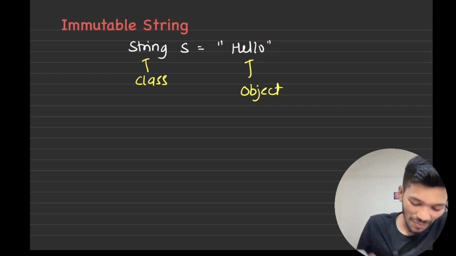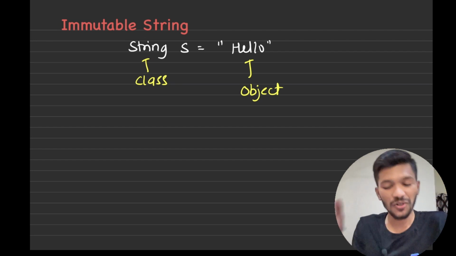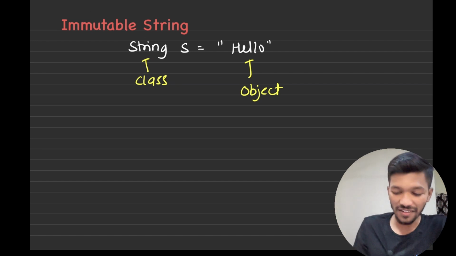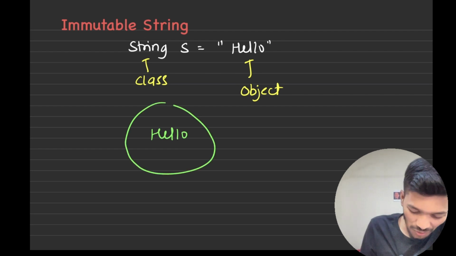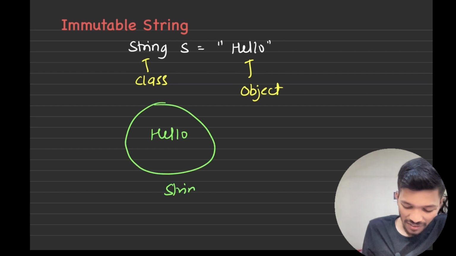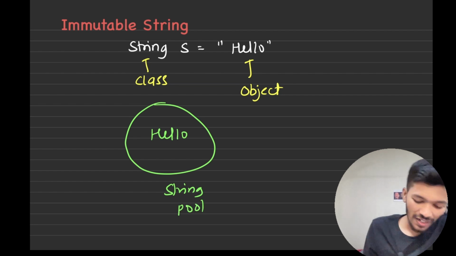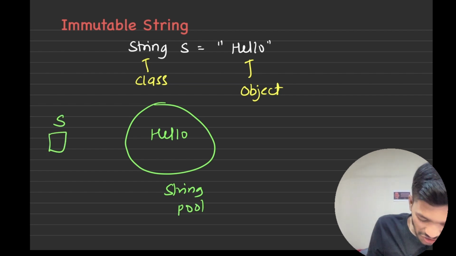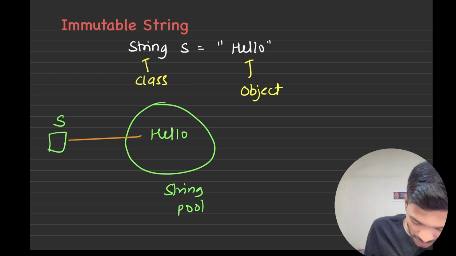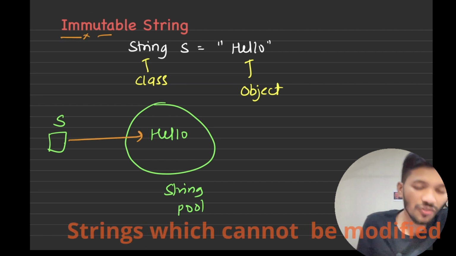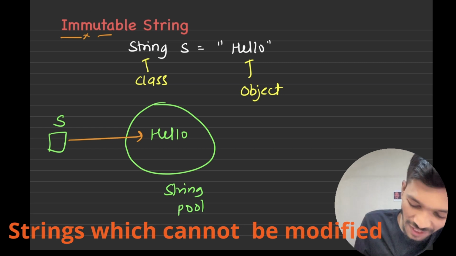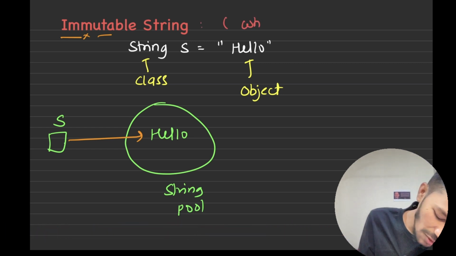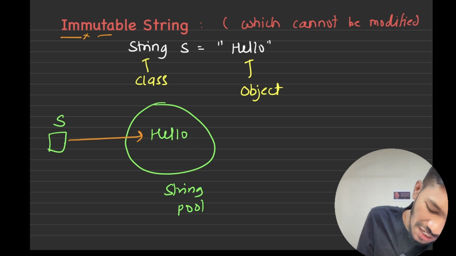Now let's draw this in more pictorial form so that the idea becomes clearer. So in memory I have hello, right? Let's suppose this is the string constant pool, and in this pool I have hello, and I have the variable called S, which is initially pointing to hello. Now, what is meant by immutable strings? Immutable strings are nothing but those strings which cannot be modified. So simply I will write its definition: the string which cannot be modified. I cannot make any changes in it.